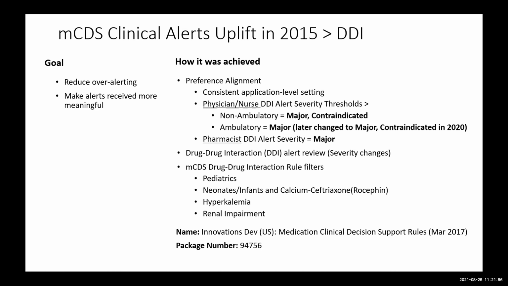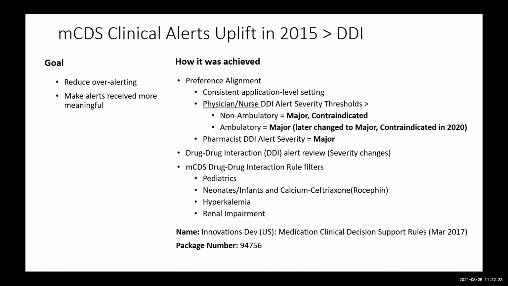Ambulatory providers at the time were new to our system and were going live with major as the threshold setting. Although much later on in 2020, they were changed to major contraindicated, like the other physicians as well. And all nurses were also given the major contraindicated setting right from that start point, along with the physicians. Pharmacists were changed from, at the time, seeing moderates to major.